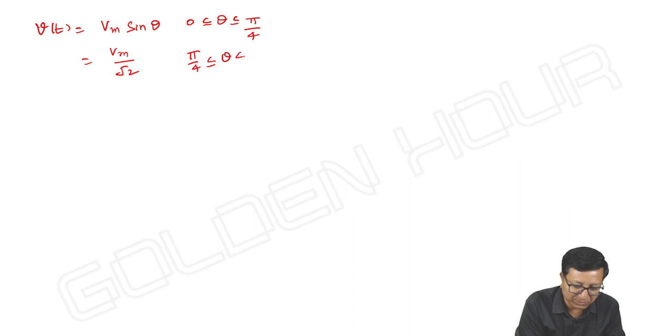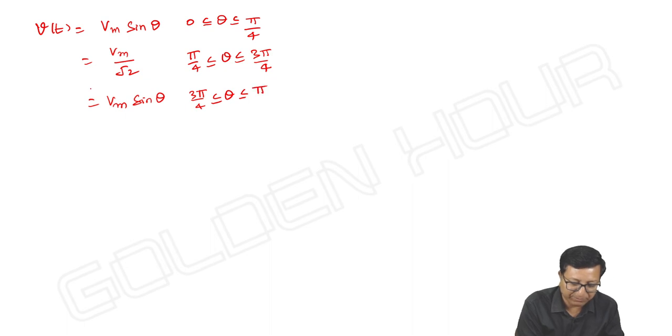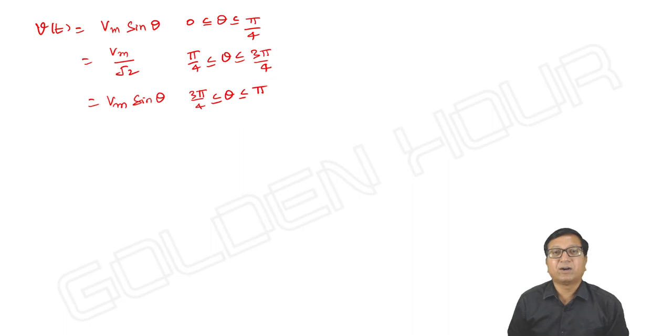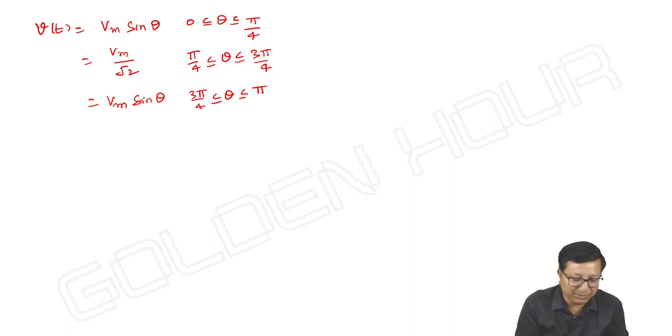V of t is equal to Vm sine theta over the limits 0 to pi by 4, Vm by root 2 over the interval pi by 4 to 3 pi by 4, and again Vm sine theta from 3 pi by 4 to pi. That's it. Once you define the signal, then automatically we can write its RMS value.